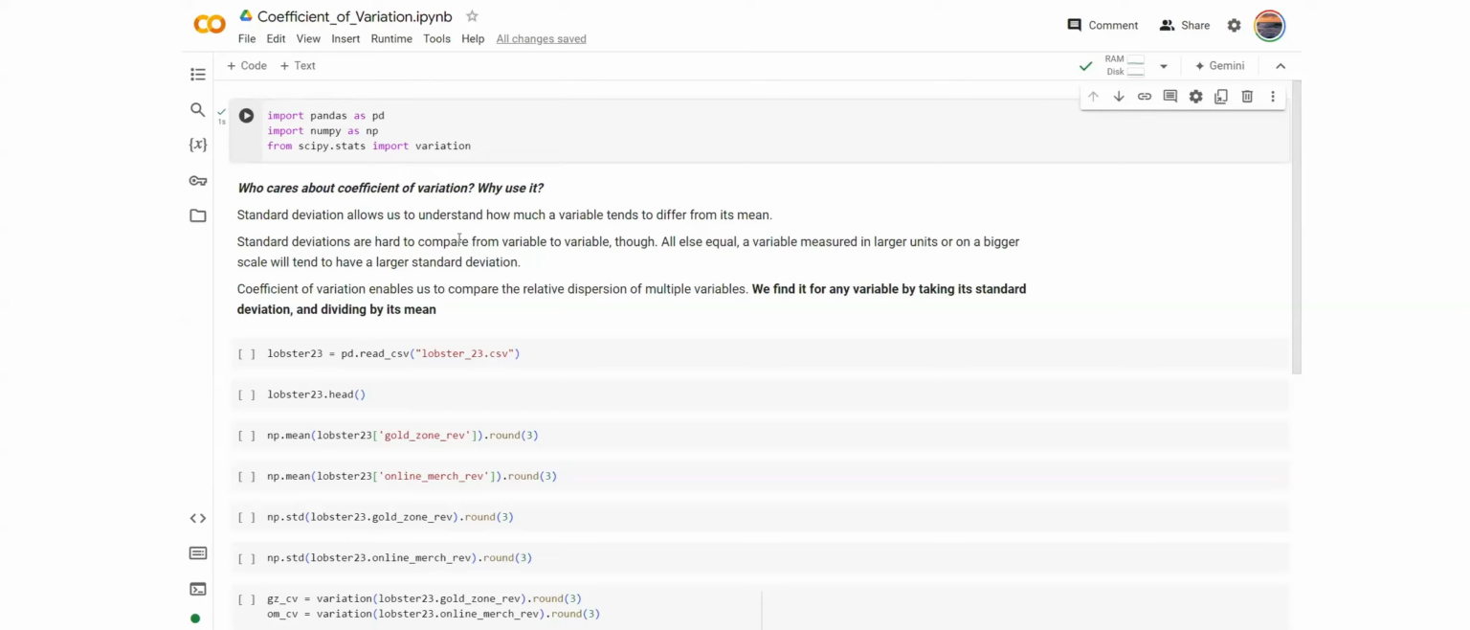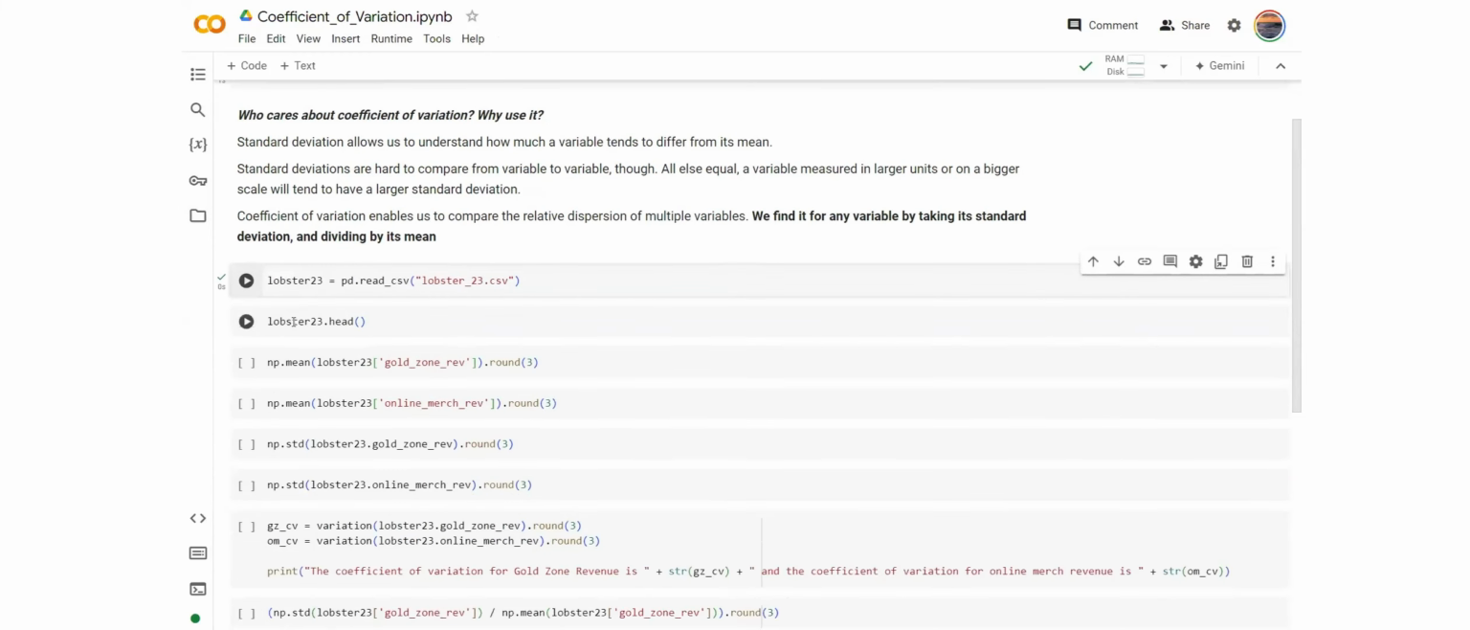But the challenge with standard deviations and different variables is that they're hard to compare, because a variable that's measured in larger units, or that just is on a bigger scale, is just going to have a bigger standard deviation, all else equal. So when you look at the standard deviation of one variable versus another, it's hard to really draw any conclusions about relative dispersion or predictability of those variables. In comes CV. With CV, we just take the standard deviation and divide by the mean, and that gives us an ability to understand the relative dispersion for a given variable.